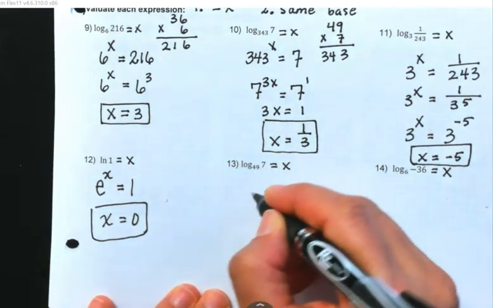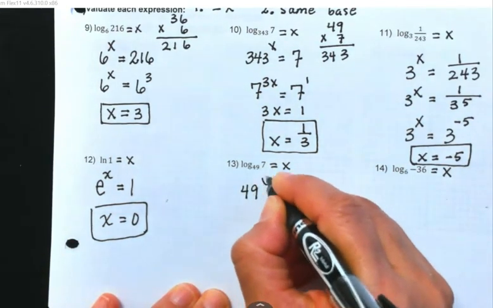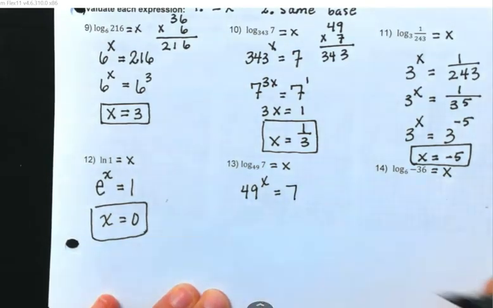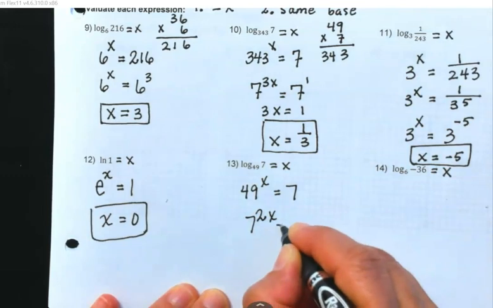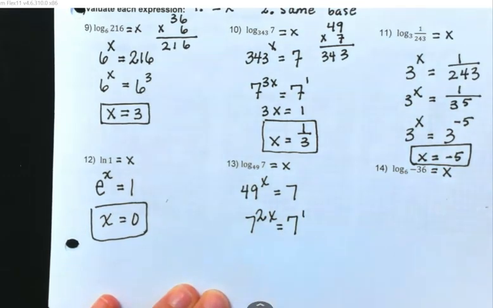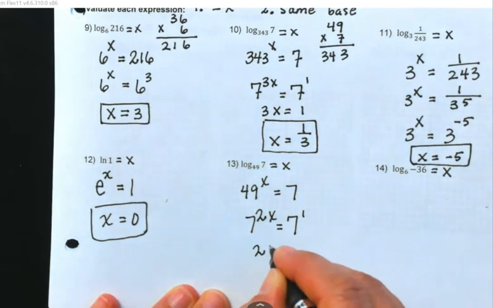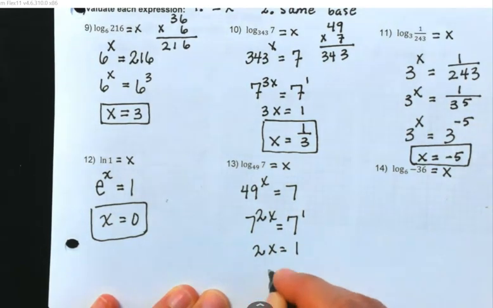All right, this is going to be 49 to the x equals 7. Y'all know 49 is 7 squared. So 7 to the 2x equals 7 to the 1st power. Drop the base. So x is just going to equal 1/2.